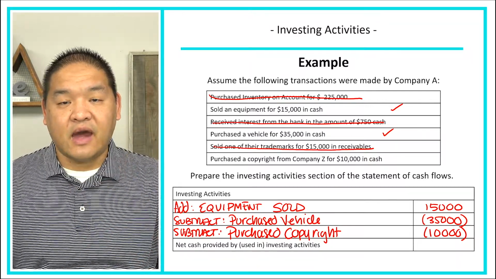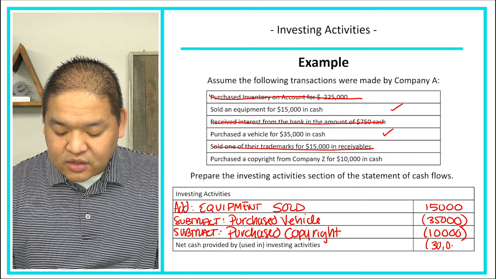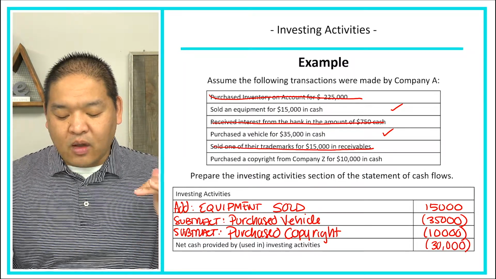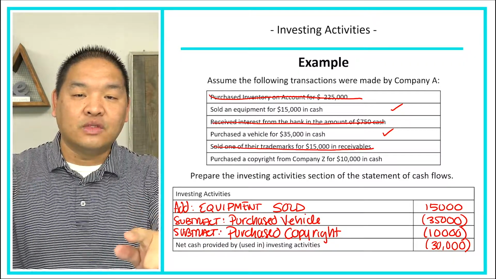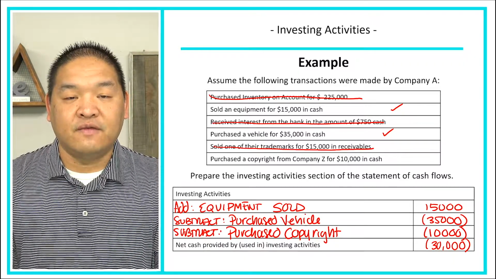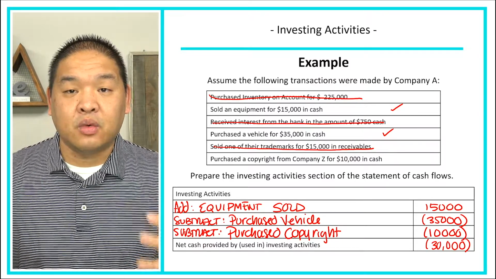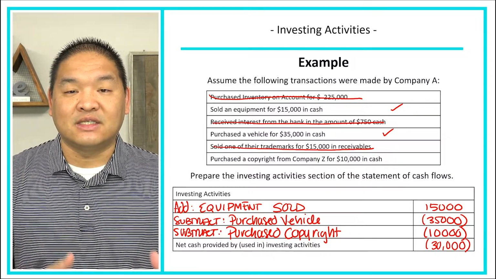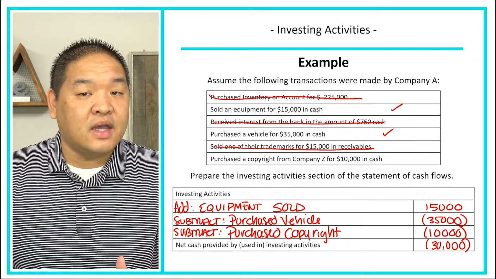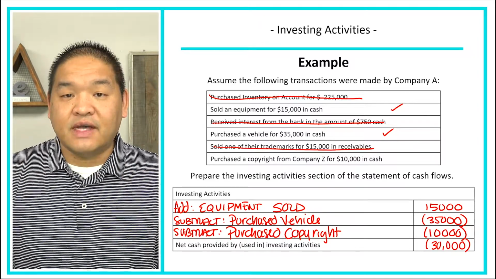So we can add it all down. And if we add it all down, we have a negative $30,000, which basically means that we've spent $30,000, or we had cash go out of $30,000 for investing activities, which is fine. I mean, if we want to see a company grow, we want to see they're making the right investments in tangible and intangible assets. So this is probably a good thing. We can't really say it's a bad thing because we want this company to invest in these things.